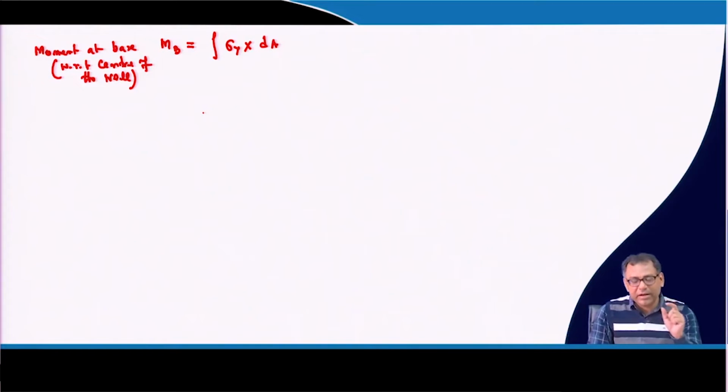Sigma y is the vertical soil reaction for that small segment, and the area of that small segment is dA. So, total force for that small segment is sigma y into dA, and the lever arm is x. So, that is the moment. So, now this moment, what will be the limit?